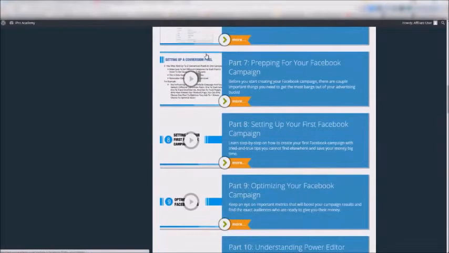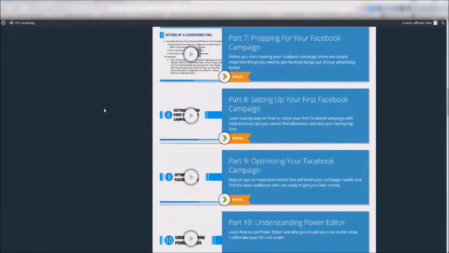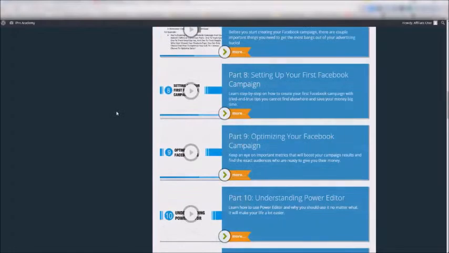Part 7 in module 4 is prepping the campaign. It just goes over the basics from conversion pixels to the new different pixels they have. They have the conversion pixel and they have the old tracking pixel. He goes through those. Setting up your first campaign, he goes through soup to nuts using both the ad manager and he goes over Power Editor a little bit, but he goes over that further in part 10.